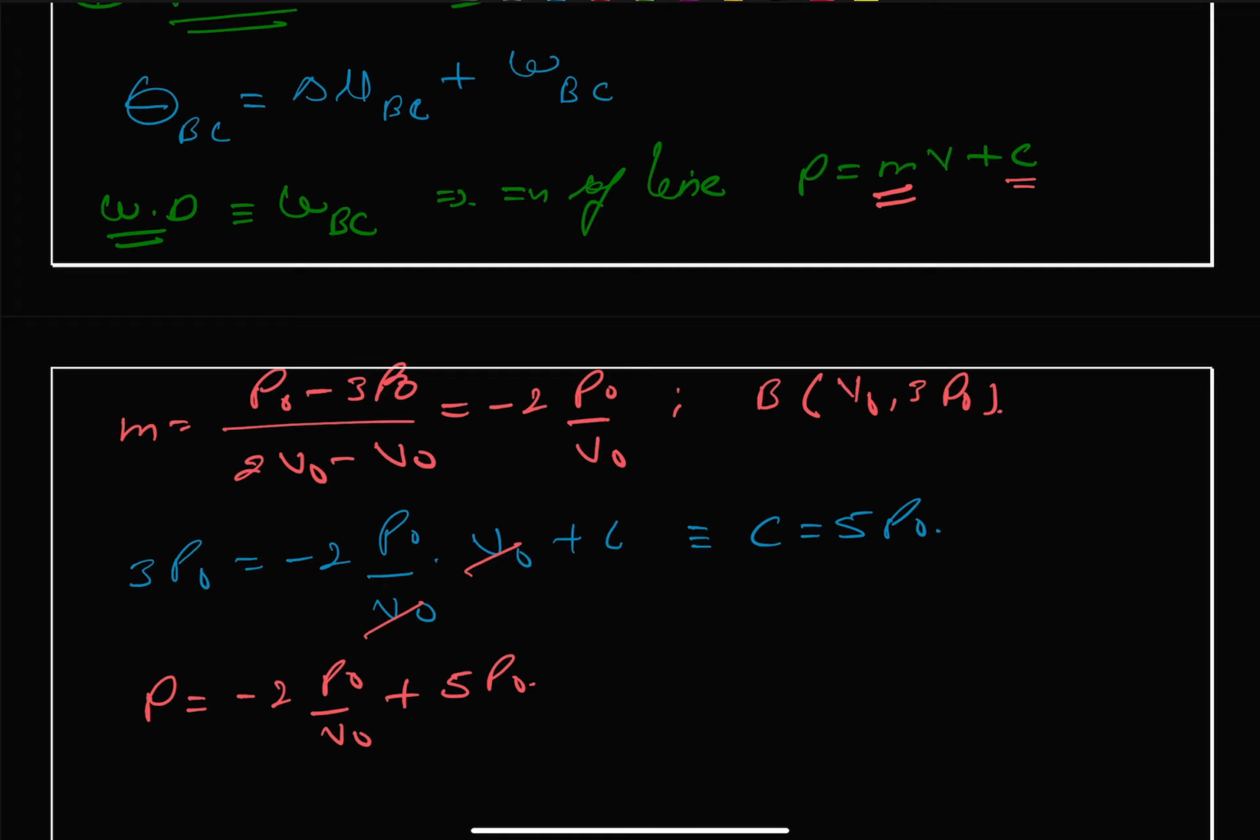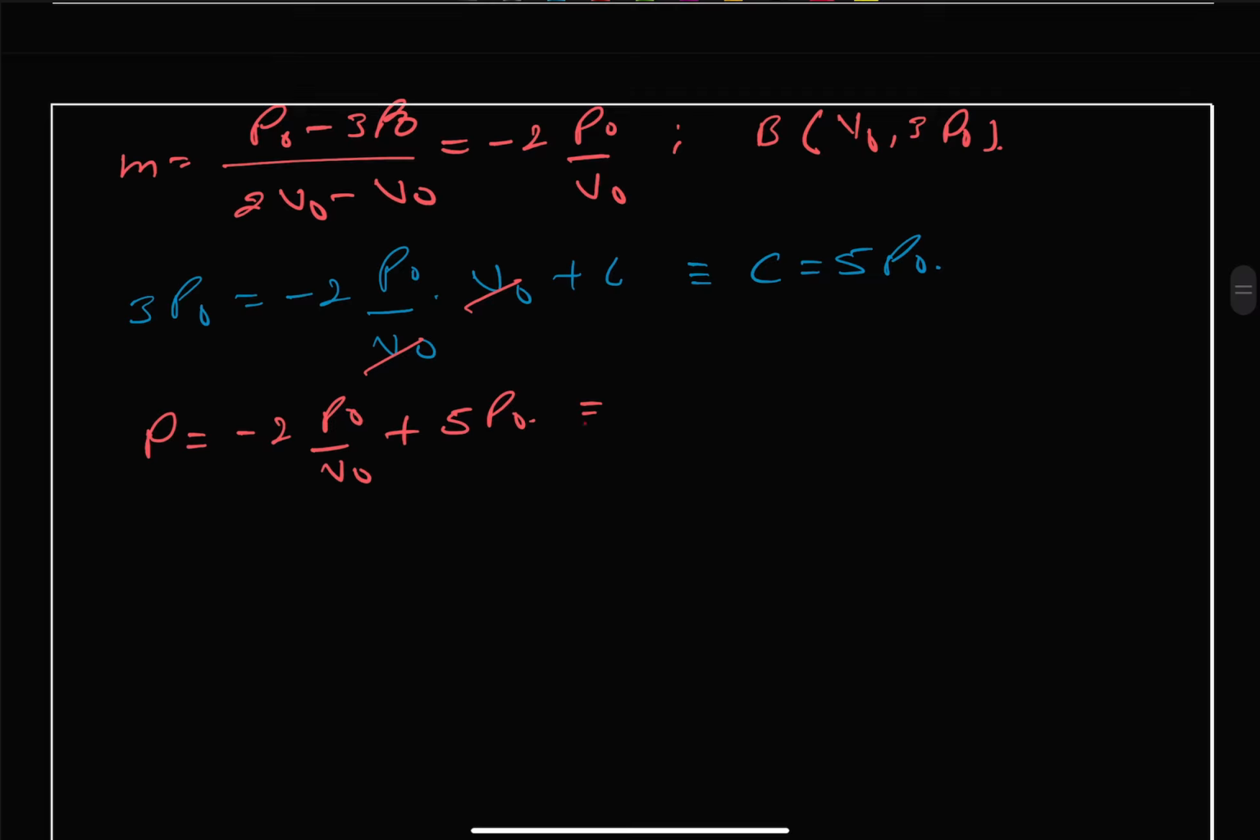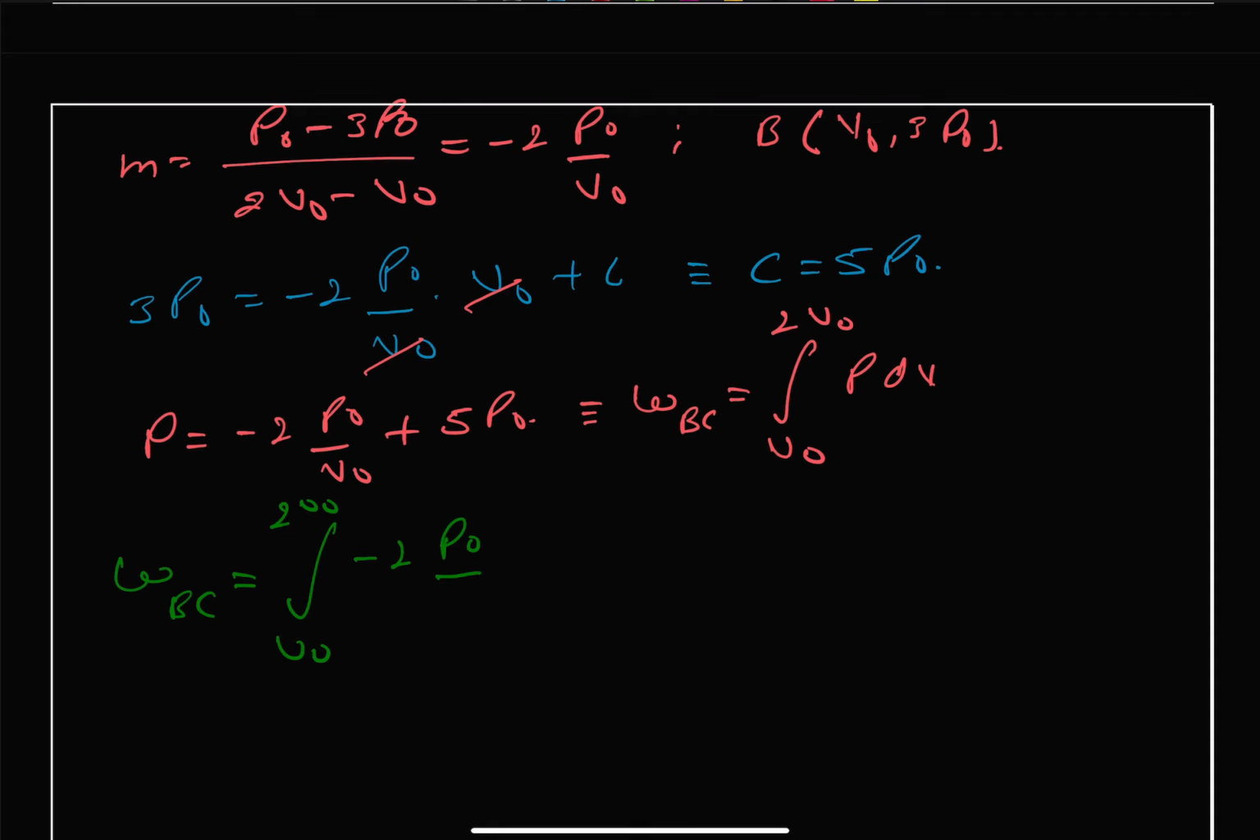And work done, which we are supposed to find out, will be equal to integration of initial volume, that is V naught, final is twice V naught, P dV. We substitute value of the equation for P. We get this as WBC will be equal to integration V naught to twice V naught of minus 2 P naught upon V naught V plus 5 times P naught, multiplied by dV.